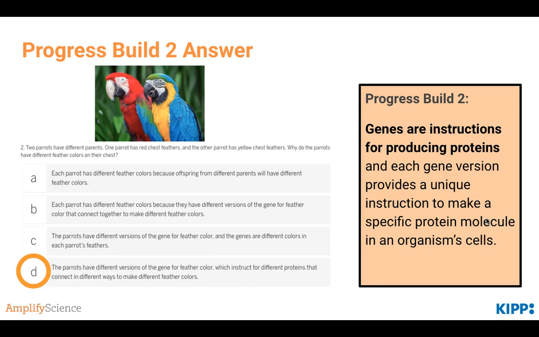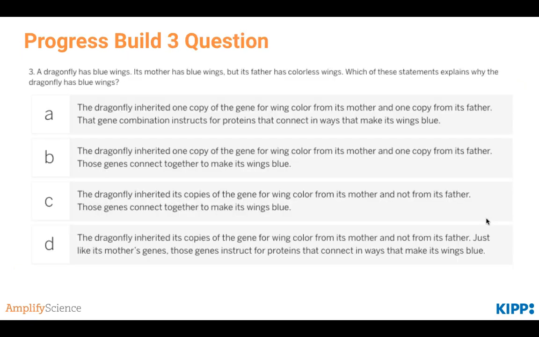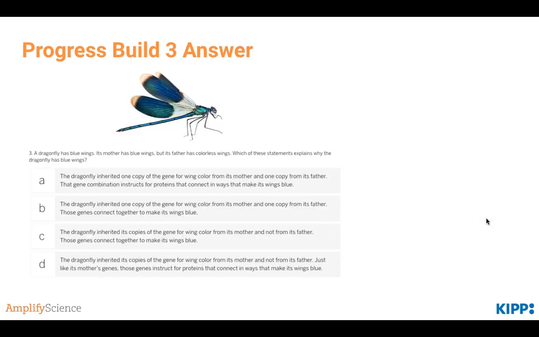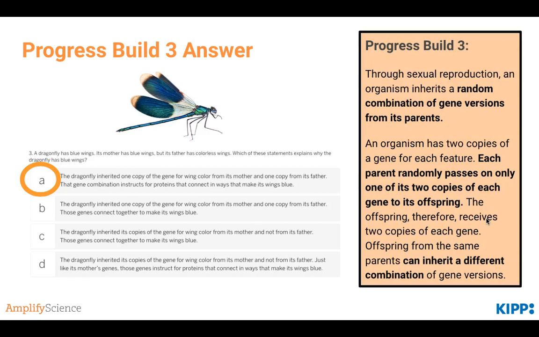You got this. Here's an example of a Progress Build 3 question. Take a moment to answer it on your own, and then you can check your answer on the next slide. You got this! Let's go! And the Progress Build 3 answer is A. Please make sure you're comparing your answer to the Progress Build 3 explanation so you know why that is correct.